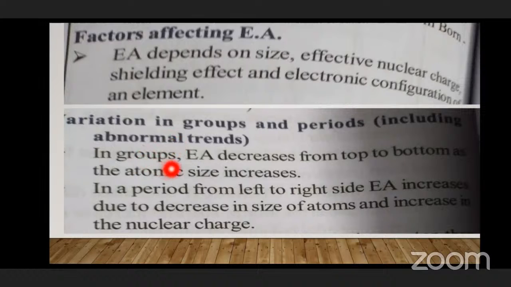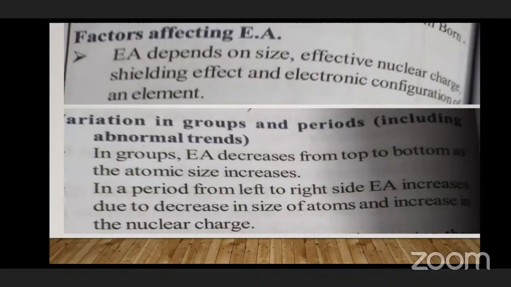In groups, electron affinity decreases from top to bottom as the atomic size increases. See students, in groups electron affinity decreases. There is no necessity to add electrons in a group. For example, the first group has one extra electron beyond the octet configuration, so when we remove that electron we get the octet configuration. Those electrons present in the first group are ready to lose electrons.